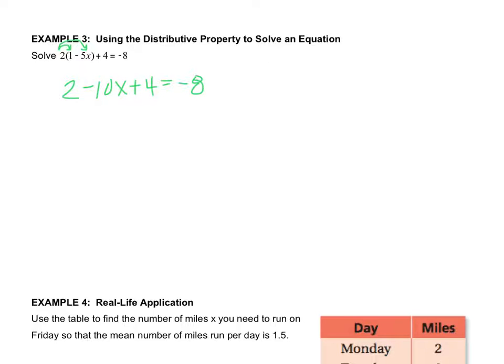Now again, before we start moving things, I have regular numbers that can go together. This is a positive 2. This is a positive 4. The sign is always in front of the number. That means 2 and 4 can go together to become 6 minus 10x equals negative 8.